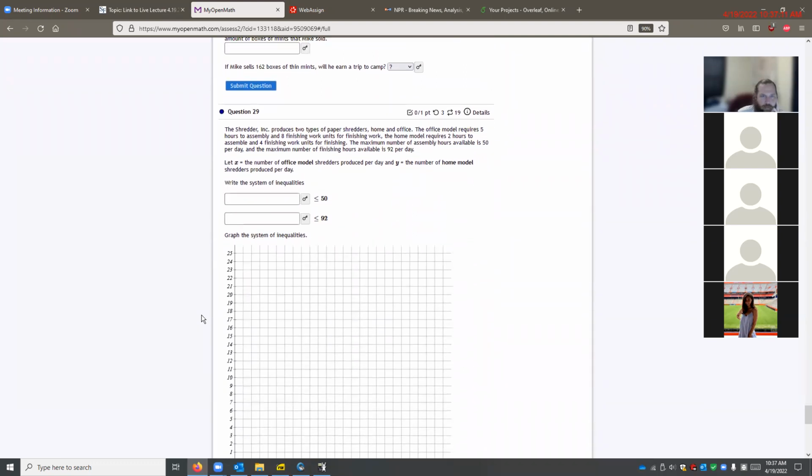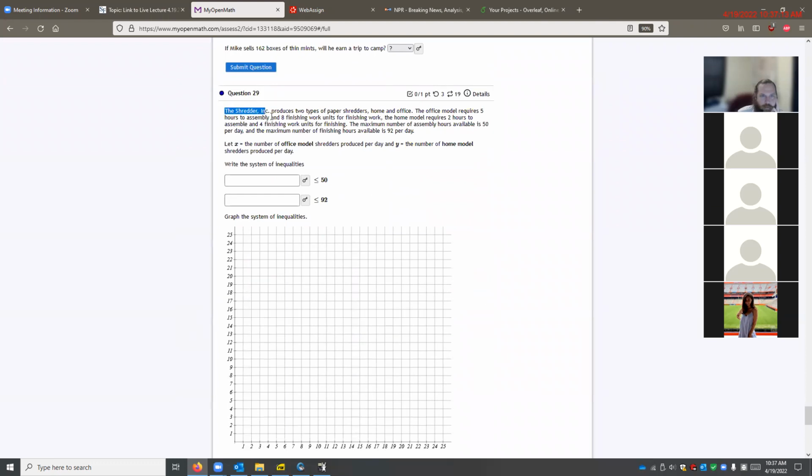Number 29? Okay. They tell us company, the Shredder Inc. produces 2 types of paper shredders, home shredders and office shredders. The office model requires 5 hours to put together and 8 finishing work units for finishing work. The home model requires 2 hours to assemble and 4 finishing work units for finishing. The maximum number of assembly hours is 50 hours per day. The maximum number of finishing hours available is 29 units per day.